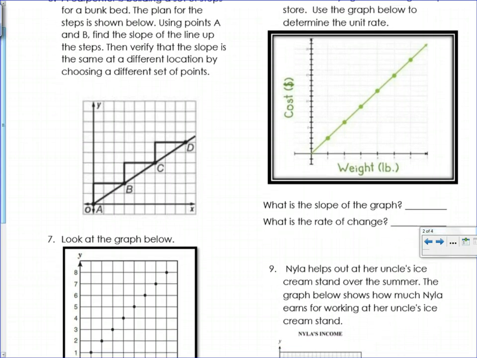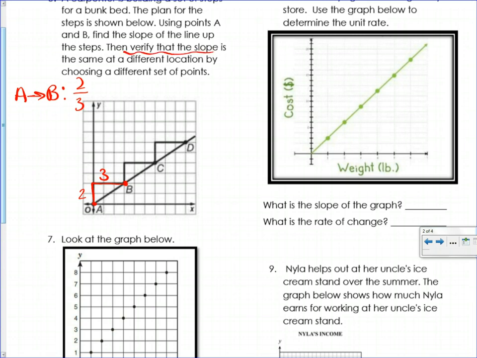So first, it says find the slope using points A and B. So I'm going to start at A and go to B. So I have to go up 2 and to the right 3. So rise over run, my slope from A to B is 2 over 3.